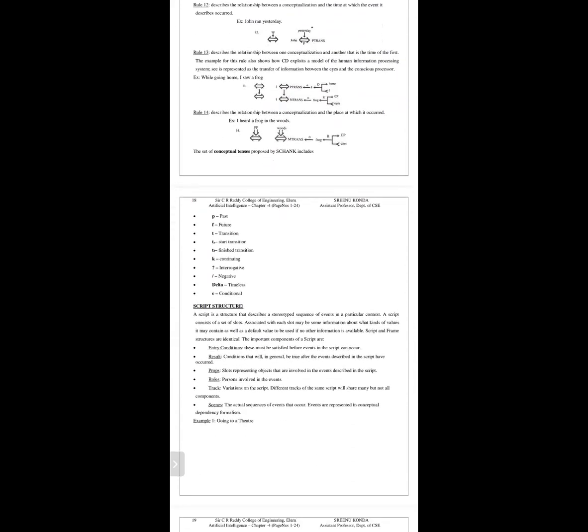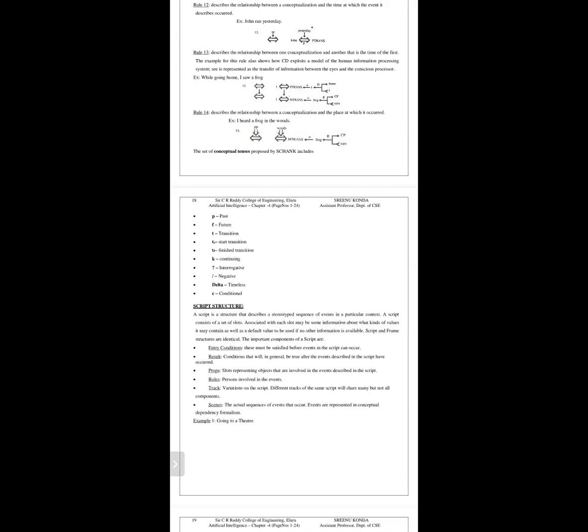Now let us see another thing, that is the set of conceptual tenses. Conceptual tenses are past, future, transition, start transition, finish transition, continue, interrogative, negative, delta, timeless, conditional. All these are some of the conceptual tenses. These are proposed by Shank. P means past tense, F means future tense, T means transition state.